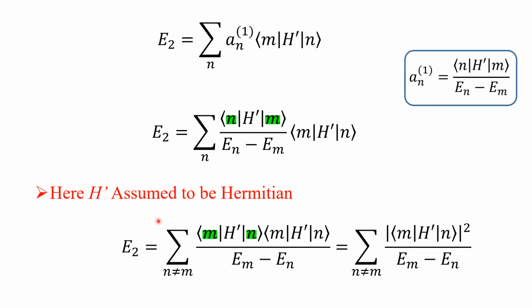So we will see what will happen. Now we found E2 is equal to the summation over n not equal to m of modulus <m|H'|n> whole squared over Em minus En. We will see further.